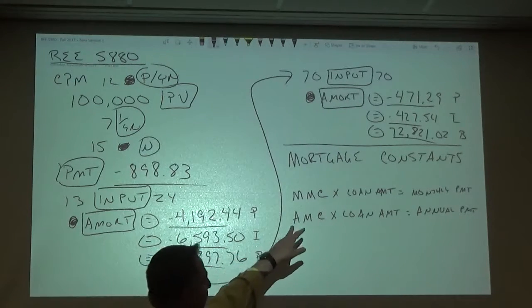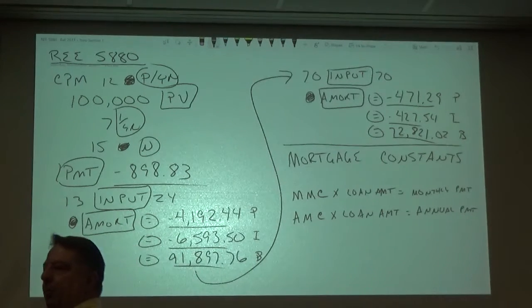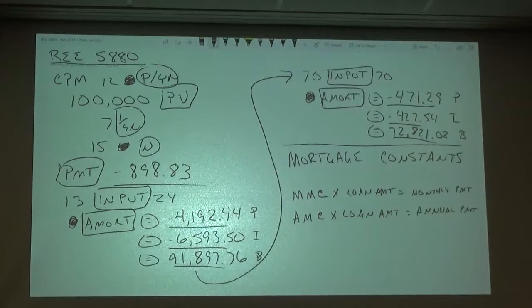But you can have an annual mortgage constant that is monthly compounded, is the word I'm trying to think of. Okay, so I'm just going to write it out. You can have an annual mortgage constant that is compounded monthly.